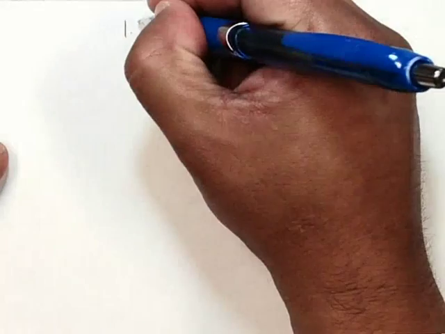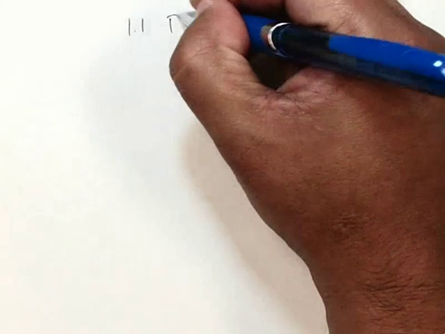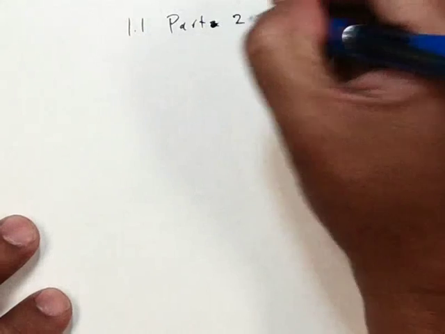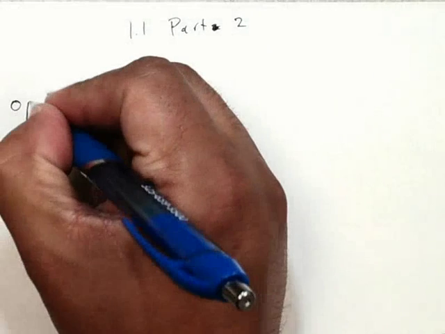All right, this is 1.1, part 2. We were talking about points, lines, and planes. There are some things that we didn't define before. We're going to start with opposite rays.